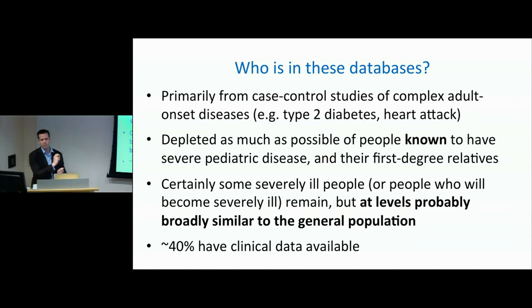And usefully, although I'm not going to talk about this today at all, we do actually have some limited clinical data available. It actually varies how much data we have available, but we have some clinical data for something like 2/5 of the individuals in the data set. So that means if we find an individual with an interesting genotype in some cases, but by no means all, we can actually go back and learn a little bit more about the clinical status of that individual and say whether or not they do actually have a particular disease, for instance.